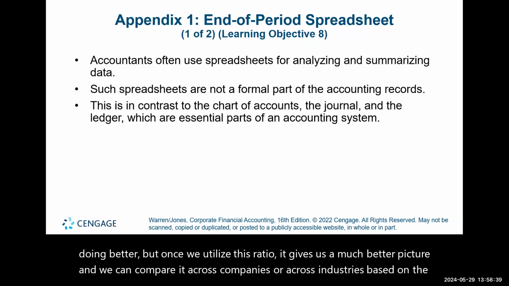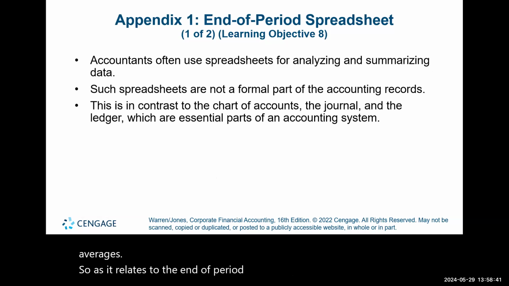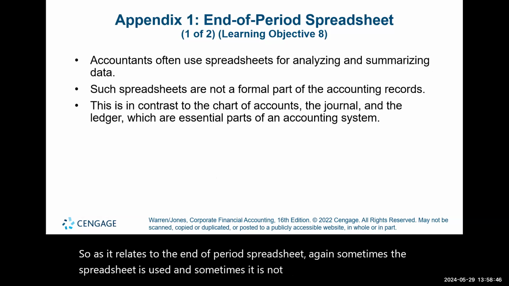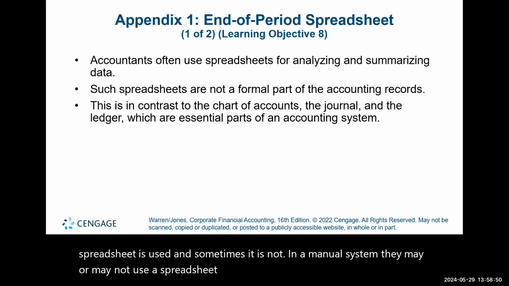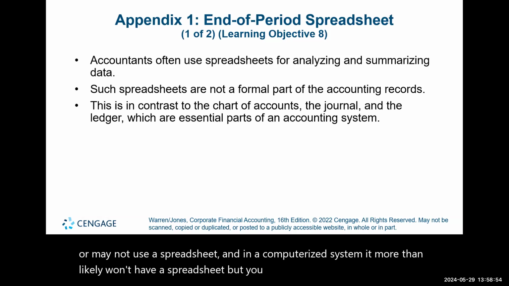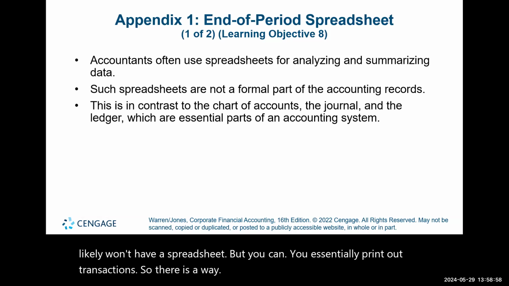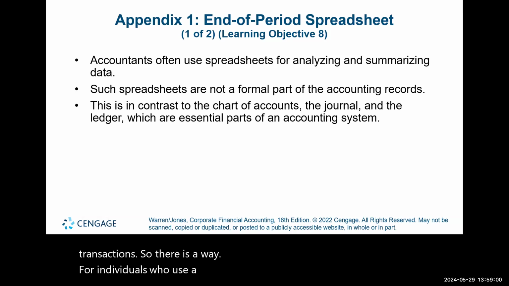So as it relates to the end of period spreadsheet, again, sometimes the spreadsheet is used and sometimes it is not. In a manual system, they may or may not use a spreadsheet, and in a computerized system, you more than likely won't have a spreadsheet, but you can essentially print out transactions. So there is a way for individuals who use a computerized system to generate an end of period spreadsheet.